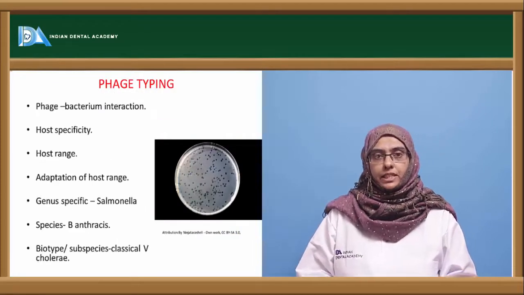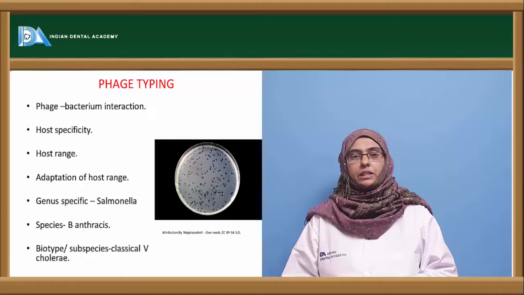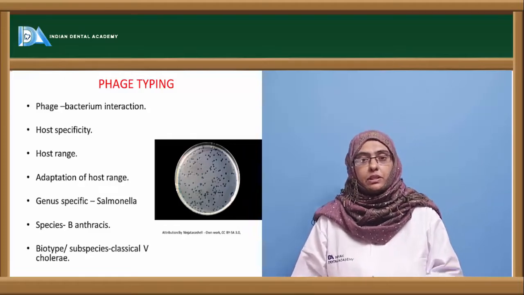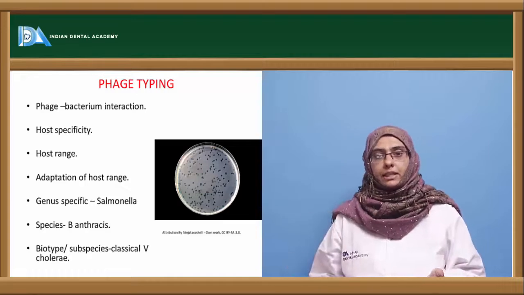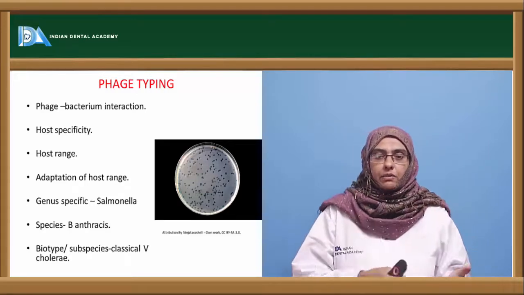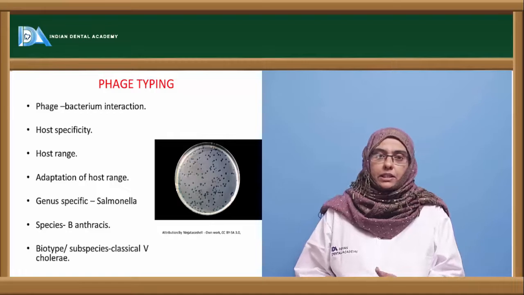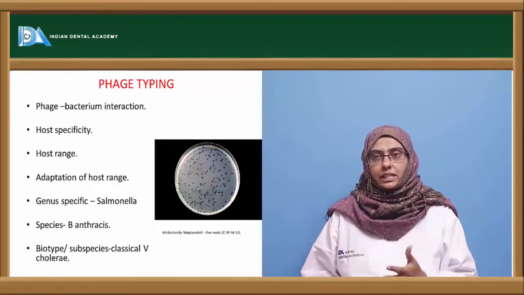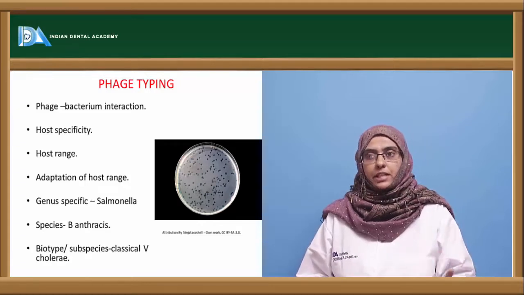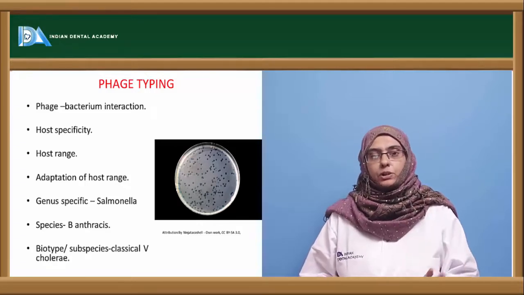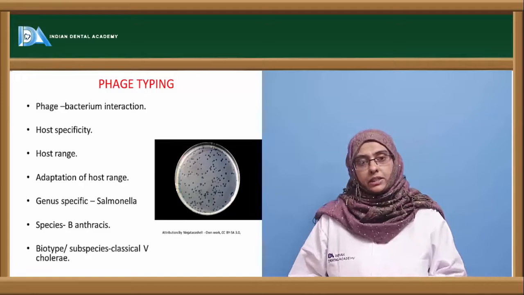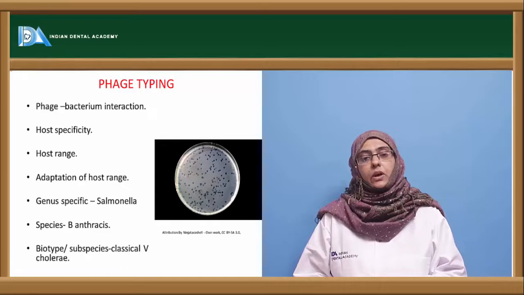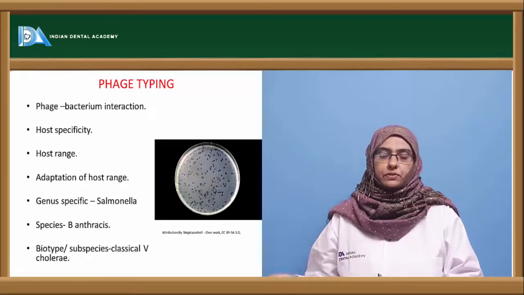Next is bacteriophage typing, very important in identifying the type of bacteria. Now, as we know, there is a host specificity between the viruses and the bacteria, and only certain types of viruses can infect certain types of bacteria. This helps in identifying the bacteria. So, this is called phage typing. This is because of the phage bacterium interaction and host specificity. There are certain phages that have broad host specificity, whereas certain have narrow host specificity.